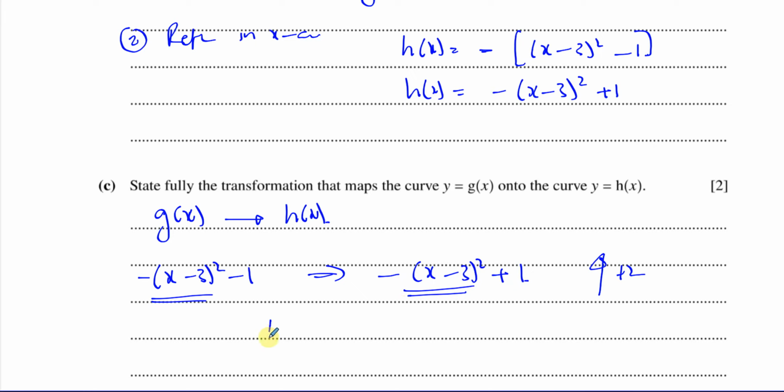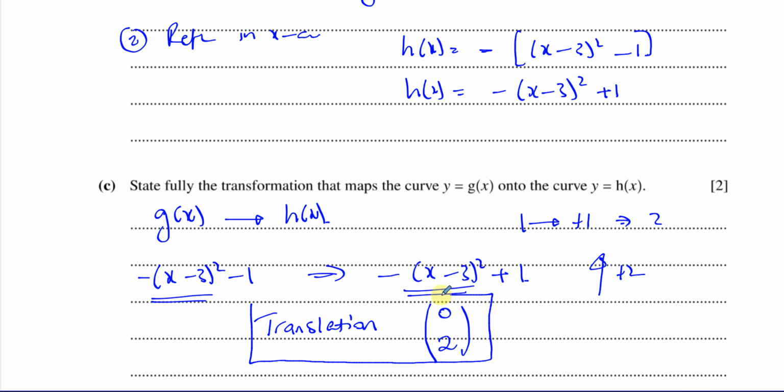So you can say this is a translation. You must mention the type of transformation, translation, and then you just have to put the vector. Now it's going 0 units horizontally, but it's going up 2 units. From minus 1 to plus 1 is 2 units. So it's going up 2 units, so 0, 2. That is the answer to part C.